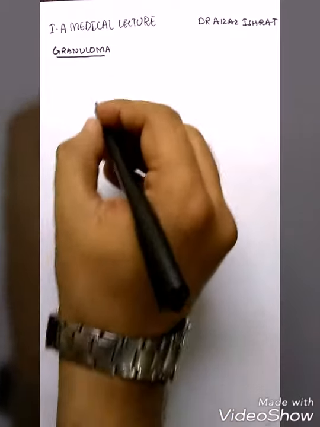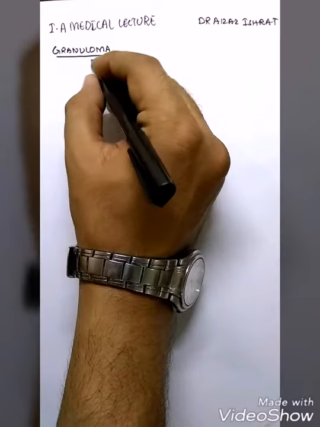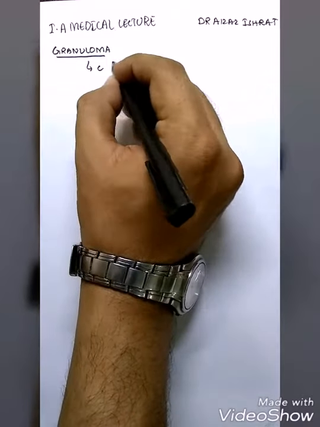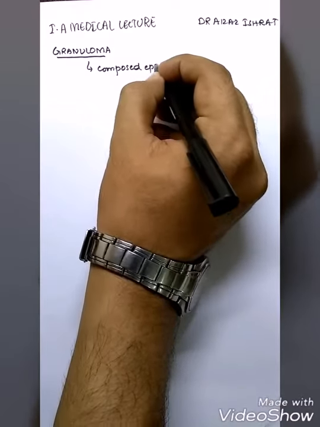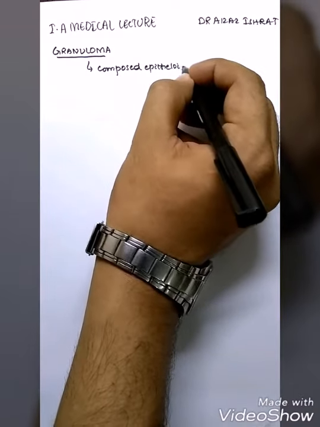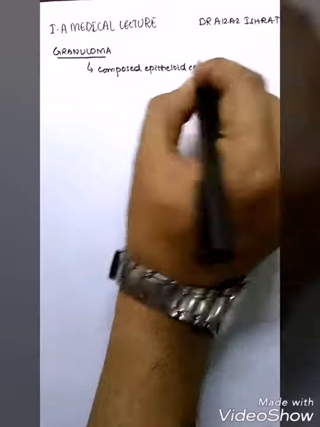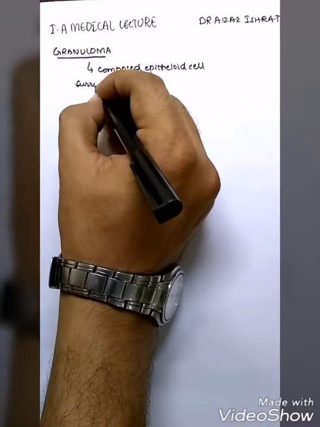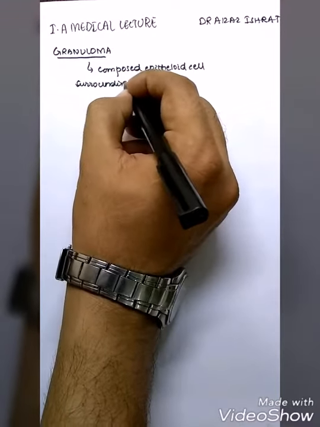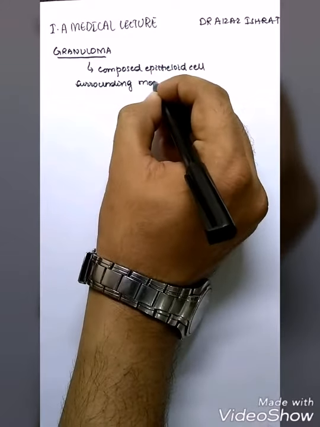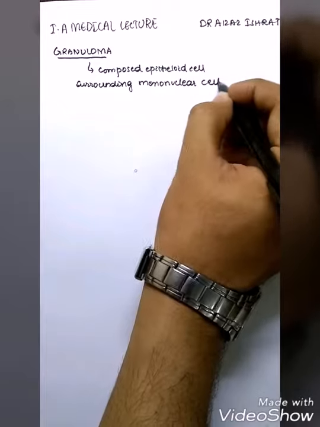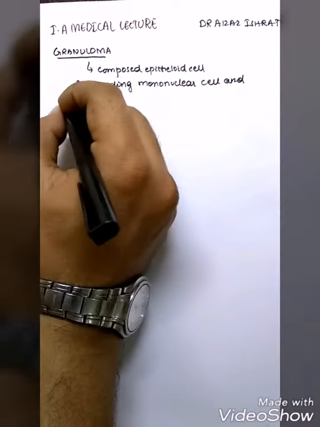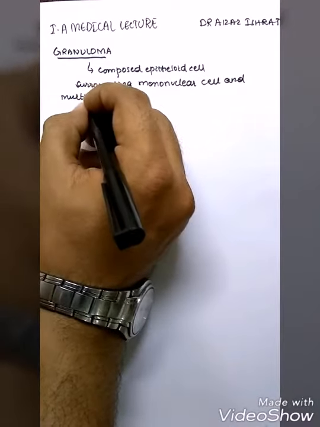Guys, my today's topic is granuloma, and we know that granuloma is composed of epithelioid cells with surrounding mononuclear cells and the multinucleated giant cell.